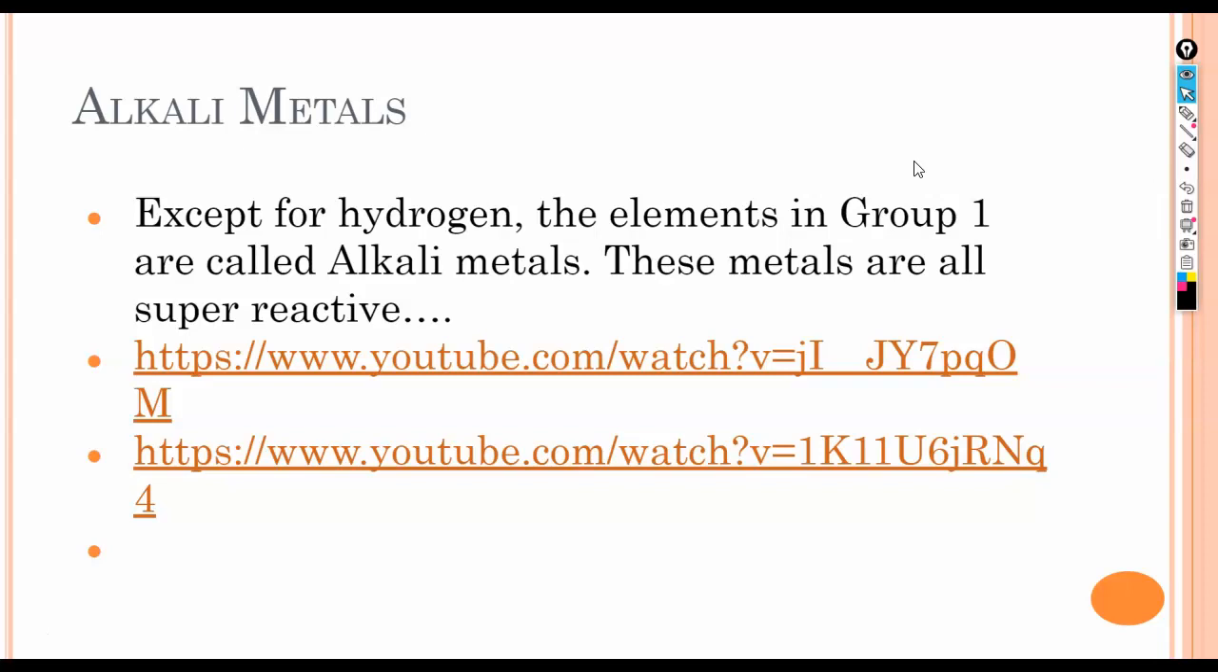Okay, and so what I'm going to do is link 2 or 3 videos of demonstrations involving putting these alkali metals into water, and you can see how they react. I think it's kind of cool to see. So hopefully you enjoy that, and then later we'll talk more about why these alkali metals are so reactive. Okay, so you're going to pause it here and watch these videos about alkali metals and then answer some questions.